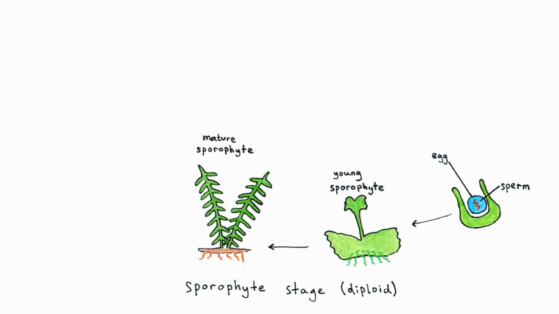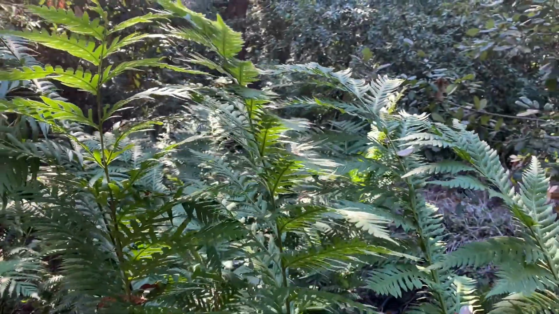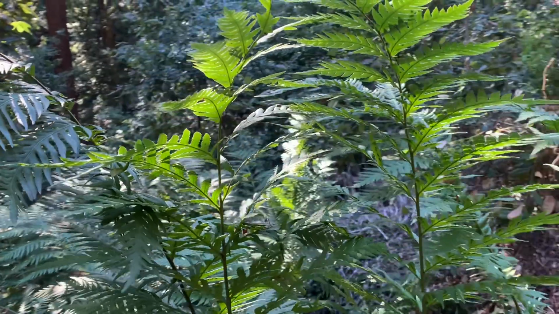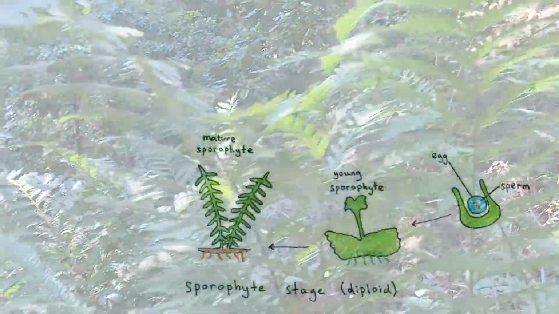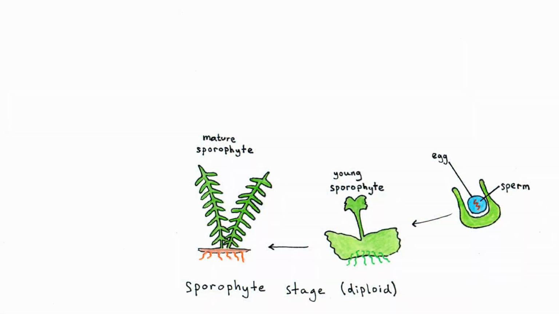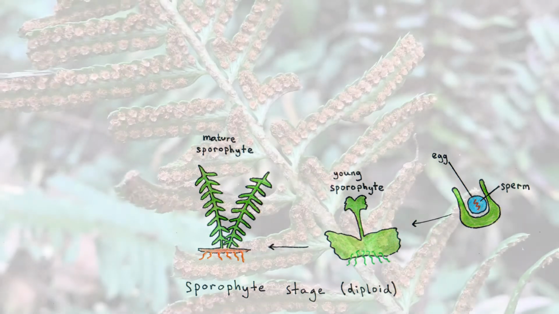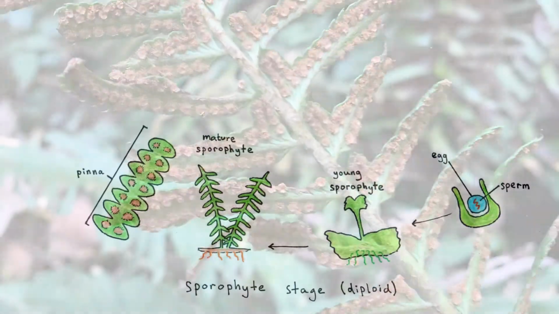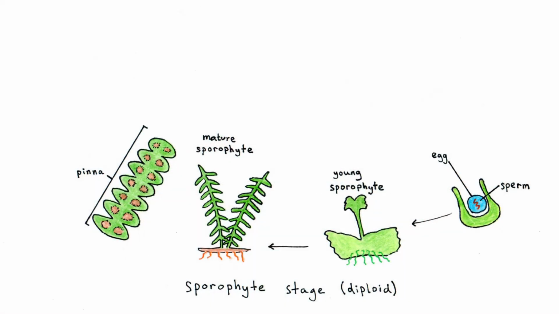The young sporophyte grows into a mature sporophyte. This is the phase of the fern life cycle that we are most familiar with because it is when the fern looks like, well, a fern. Here we have a fern with 2 fronds with pinna running along the length of them. When we take a closer look at the pinna, we see that they are made up of individual pinnules. The pinnules support another group of organs called the sori.